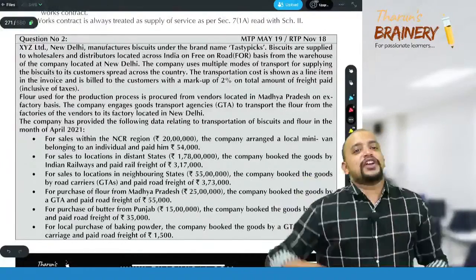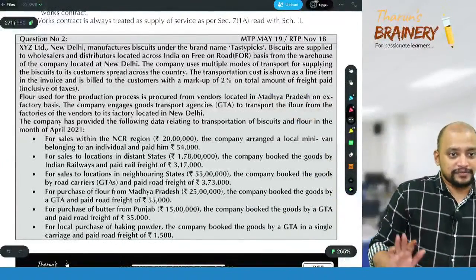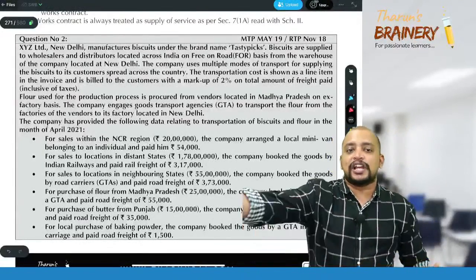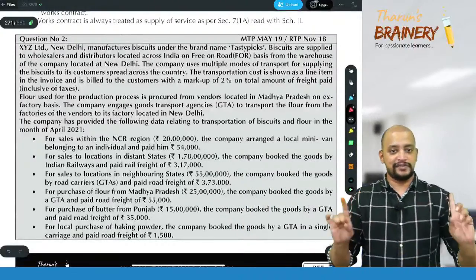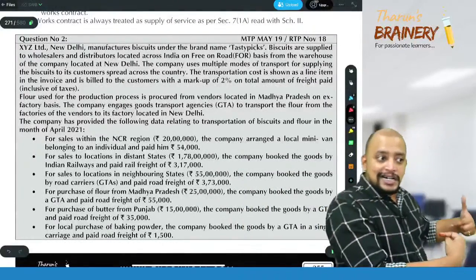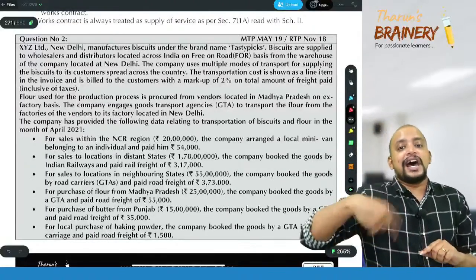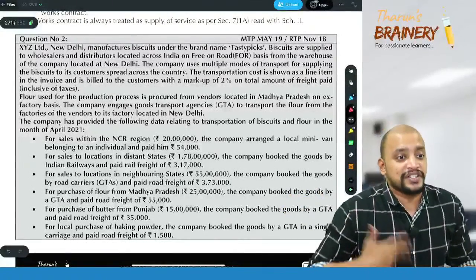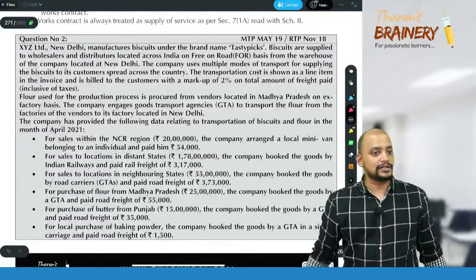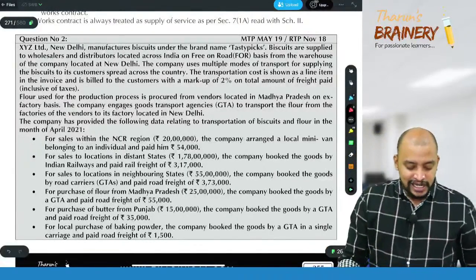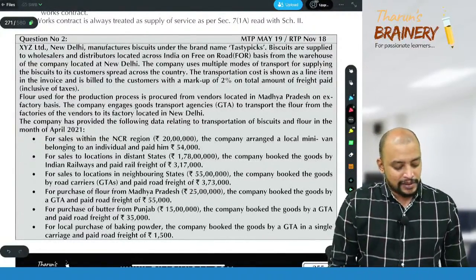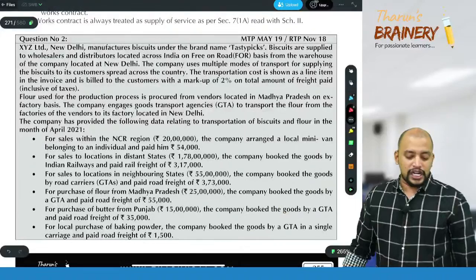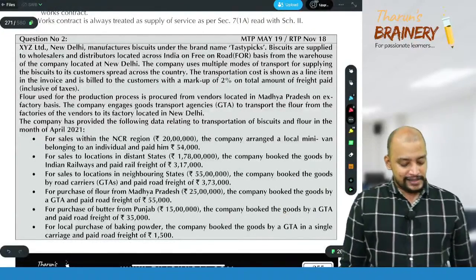When they add the transportation cost, don't think the transportation is exempted. Main transportation may be exempted, but the day when you recover the transportation expense, you are not providing the transportation service. That is wrong. I incur transportation cost. When I charge it to you, recover it from you, that is not for providing transportation service. That is for supplying biscuits. You got it? So here, the transportation cost is shown as a line item in the invoice and is billed to the customer with a markup of 2% on the total amount of the freight paid inclusive of taxes.